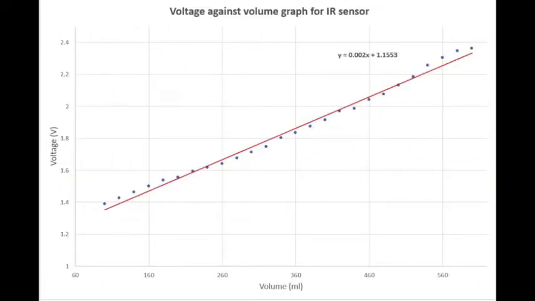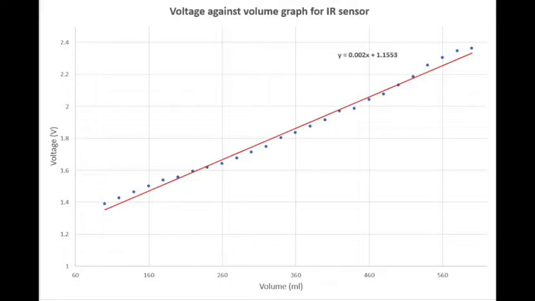10 voltage values for each data point were recorded. The average of those values was then calculated. This is the graph of voltage against volume. It was observed that as volume increases, the distance between the sensor and the foam decreases, thus increasing the voltage.